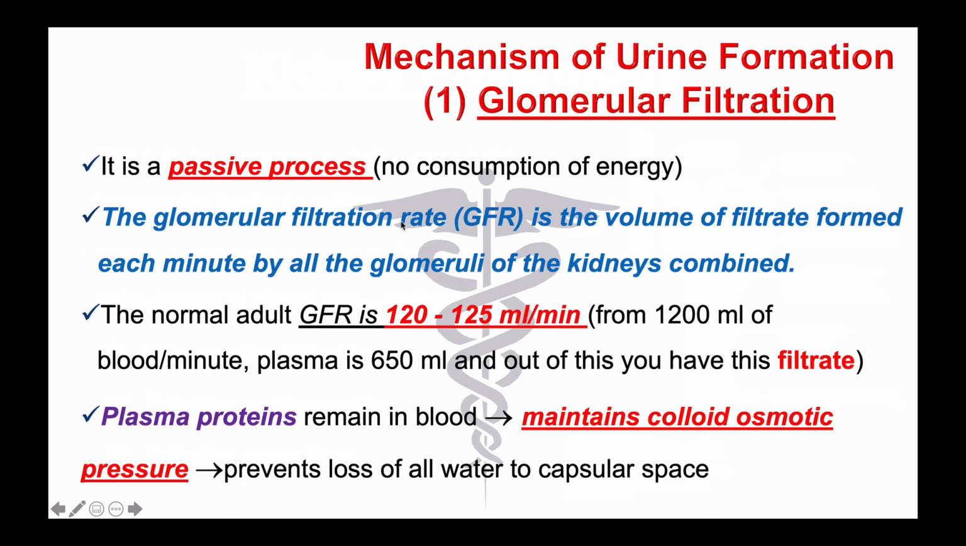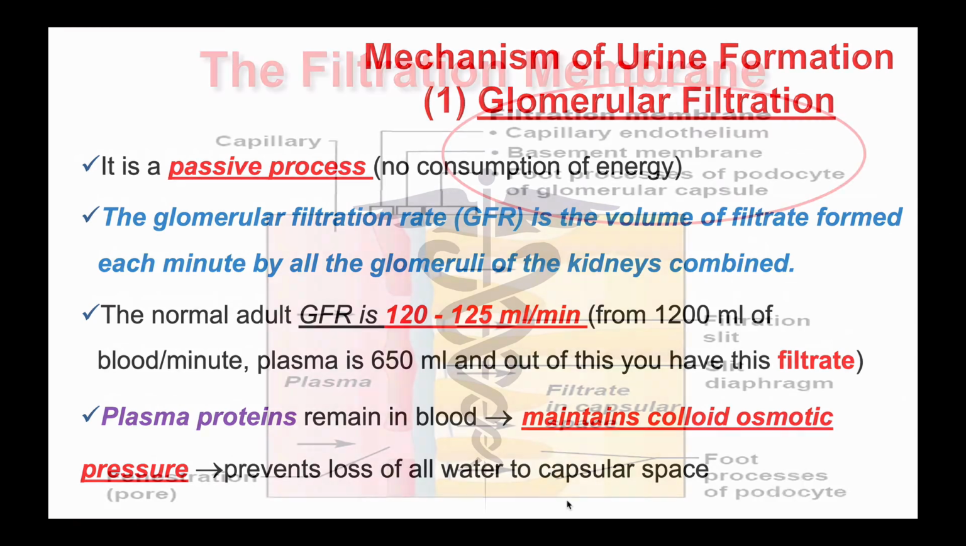The glomerular filtration rate is the volume of filtrate formed each minute by the glomeruli of the kidneys combined. The normal GFR is 120 to 125 ml per minute. Out of about 1200 ml of blood per minute, plasma is 650 ml, and a part of this becomes filtrate. Plasma proteins remain in the blood and maintain colloid osmotic pressure to prevent loss of water to the capsular space.